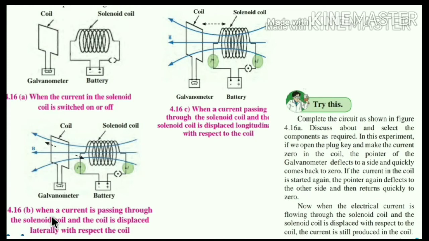Hence, when a current is passing through the solenoid coil and the coil is displaced laterally with respect to the coil, then current is also produced in this coil.